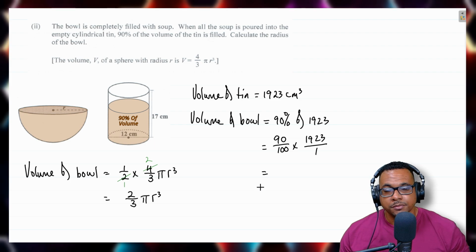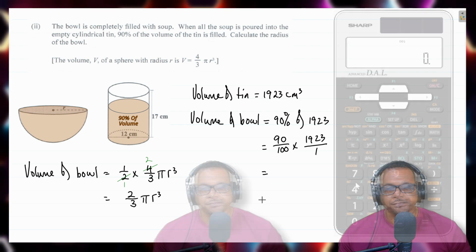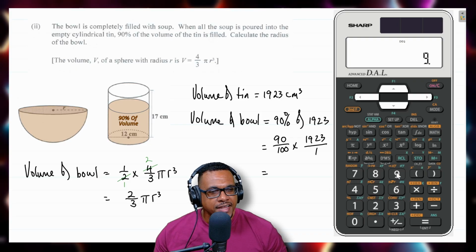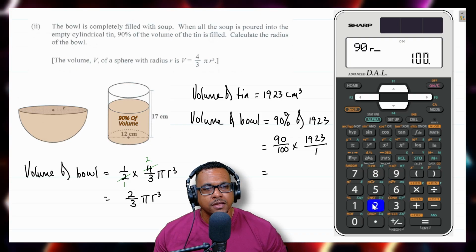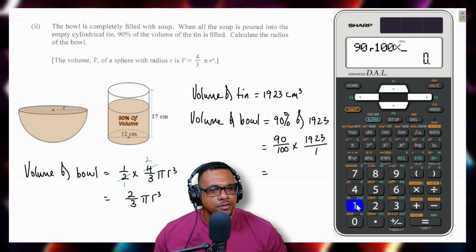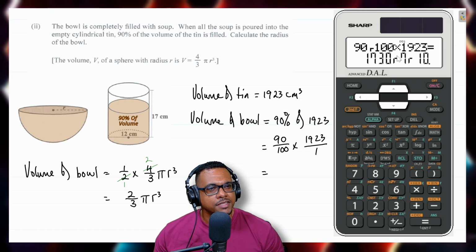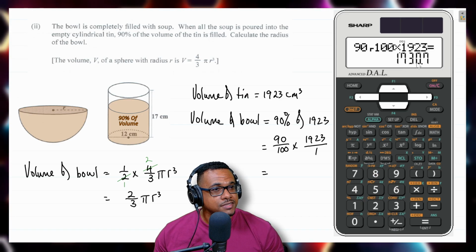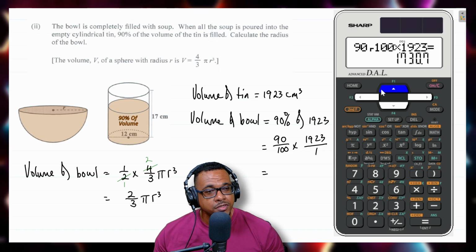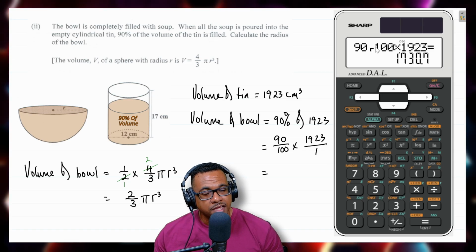Now again, all this could be done on the calculator. Of course, 90 over 100 is 9 over 10. So we have 90, use the fraction button, over 100 multiplied by 1,923. Press equal. We get a mixed number. Just press the fraction button again to convert it to a decimal. So that's 1,730.7 centimeters cubed.